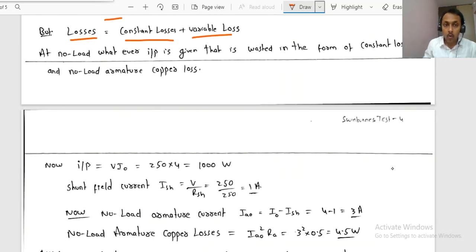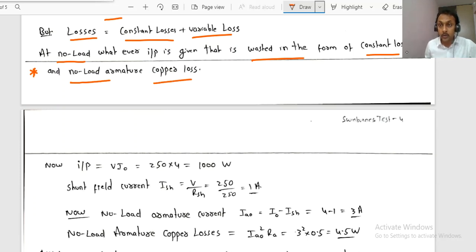Now, whatever input under no load condition, without any load, this point is very, very important. In this entire discussion, this point is the key point. There is no load, so whatever power is given is wasted in the form of constant losses and no load armature copper loss.